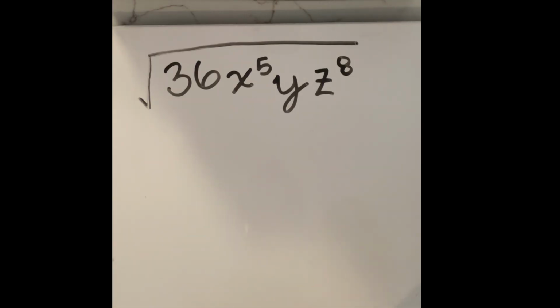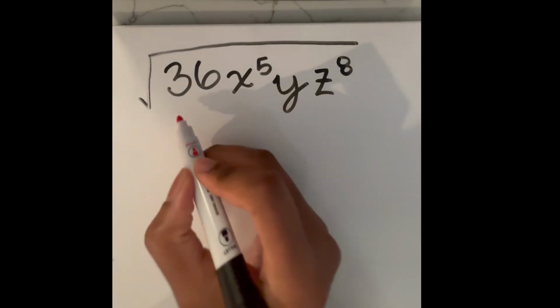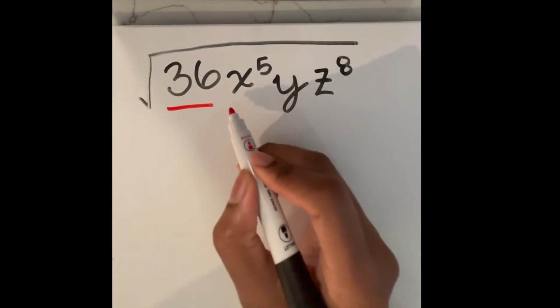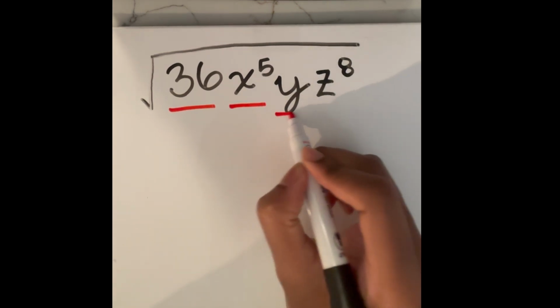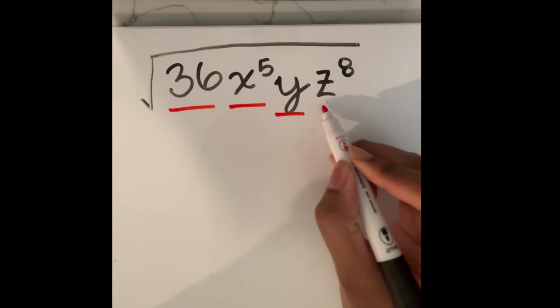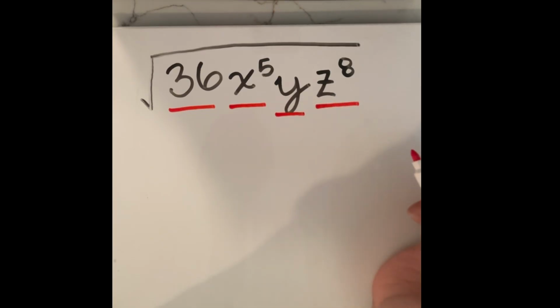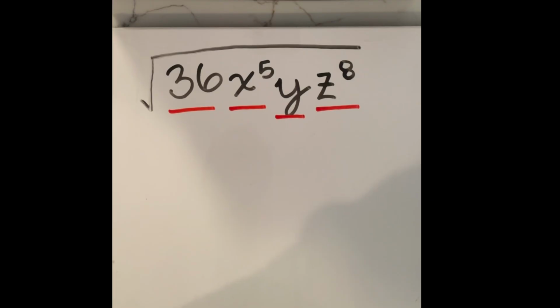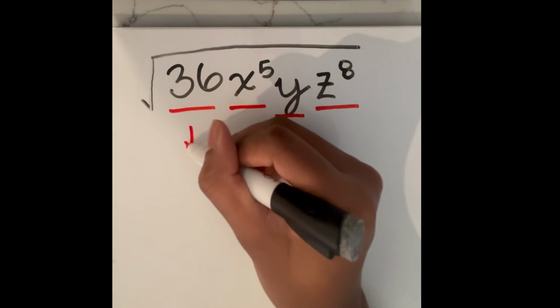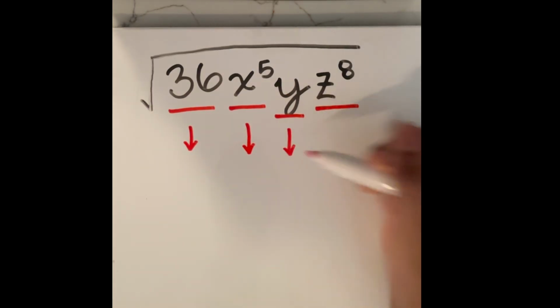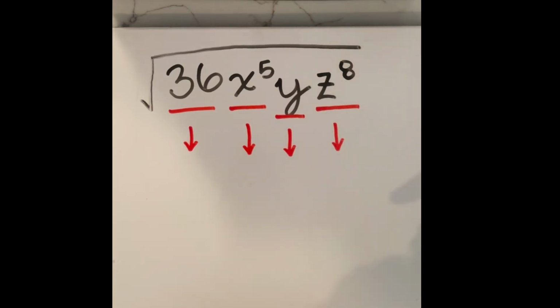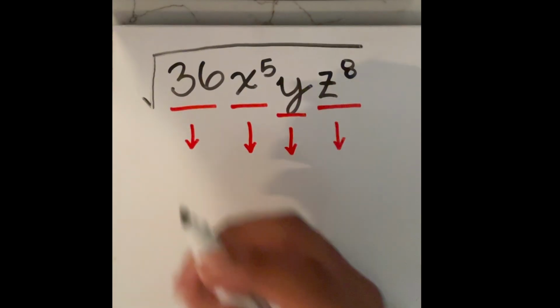So let's take a look at each term individually. We have 36, then we have x raised to the power of 5, then we have y by itself, and then we have that z raised to the power of 8. So we have that. Now what I'm going to do is take it a step further and bring each term down and put that square root around each term individually.